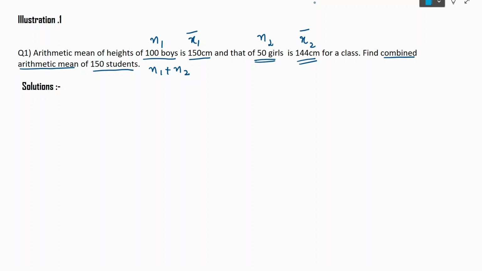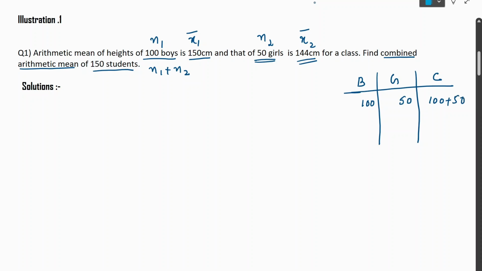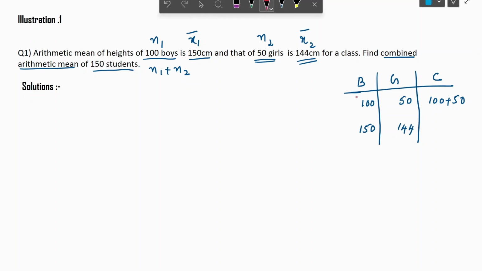For understanding this better, just make one table. Here I'm writing: this is for boys, this is for girls, and this is your combined. Now here, 100 boys and 50 girls, and your combined is 100 plus 50, that is 150, right? Now here, x1 bar is your mean, 150. The mean height of 100 students is 150, and the mean height of 50 girls is 144. Now, you can just give here N1.